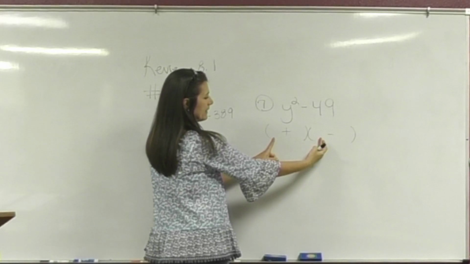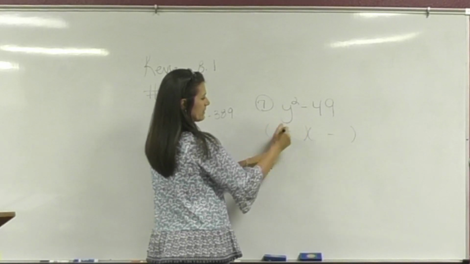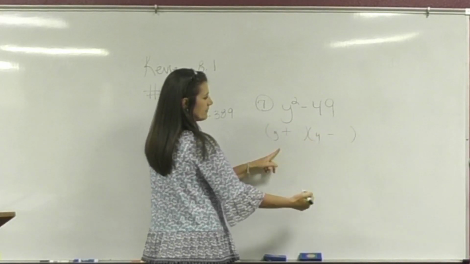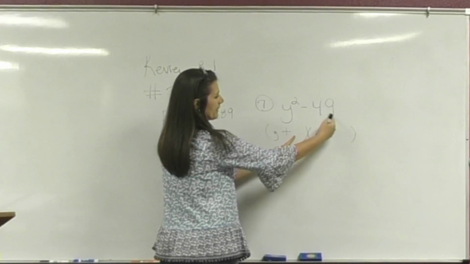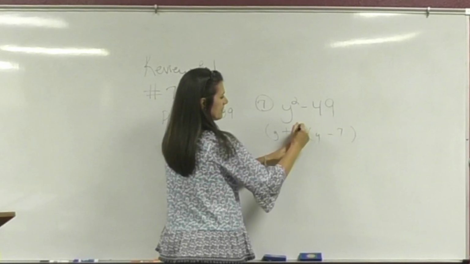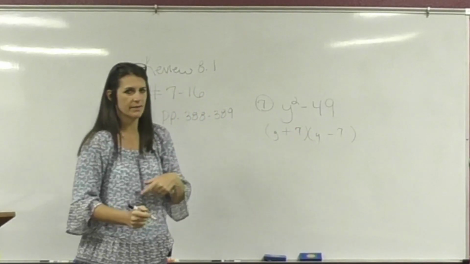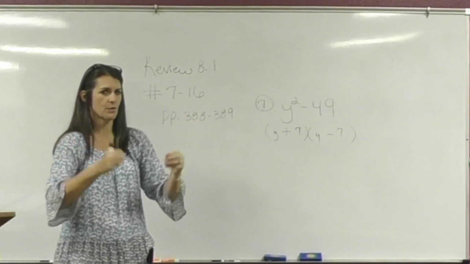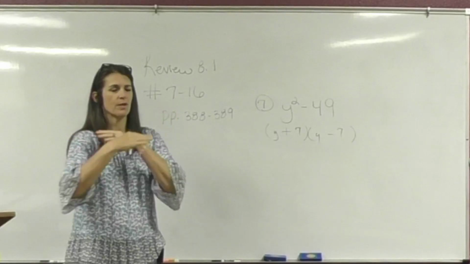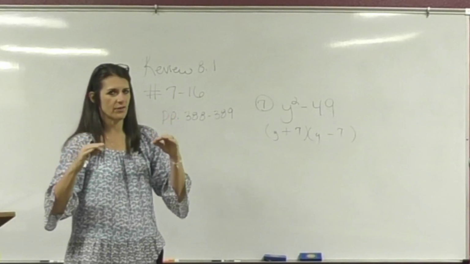The two things that I need to multiply here and here to get a y squared are y's. And the two things that I would multiply here to get a 49 would be 7's. I'm just square rooting the ends. This is the difference of two perfect squares. The difference of two perfect squares will always factor, okay?